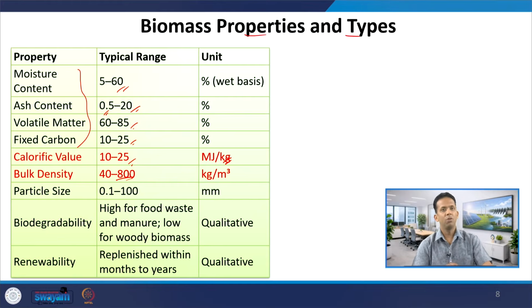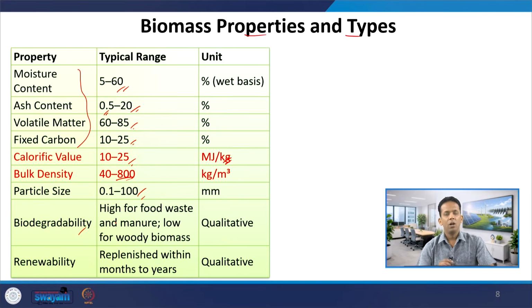If we talk about a biomass like hay or paddy straw, which is very loosely packed, the bulk density would be very low. But something like coconut shells or walnut shells, which are heavy, brittle, strong and solid, will have much higher bulk density. Particle size, this is the typical range. We can have particles more than 10 centimeters in size, but they will have to be crushed to less than 10 centimeters to be used in different types of reactors.